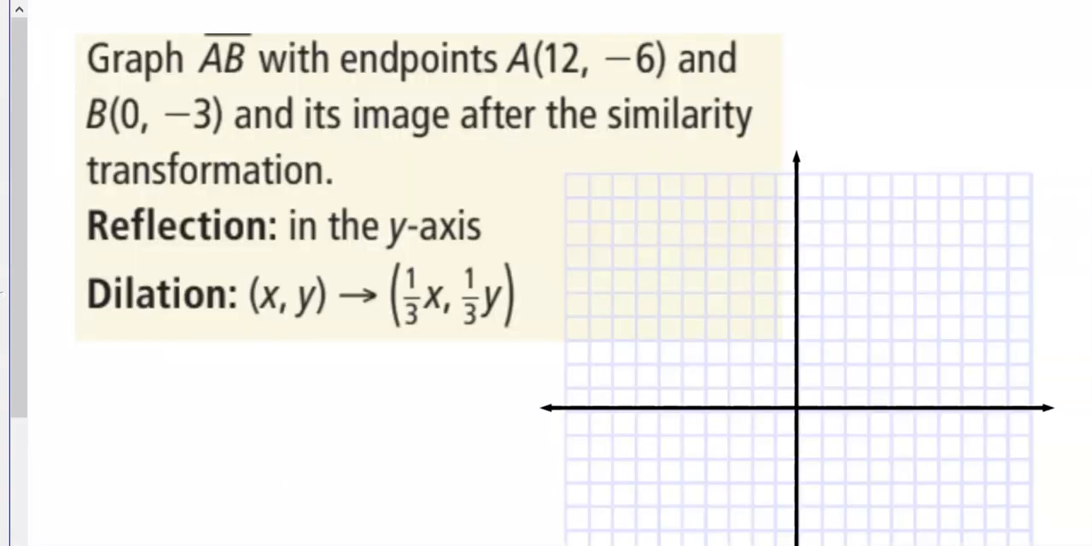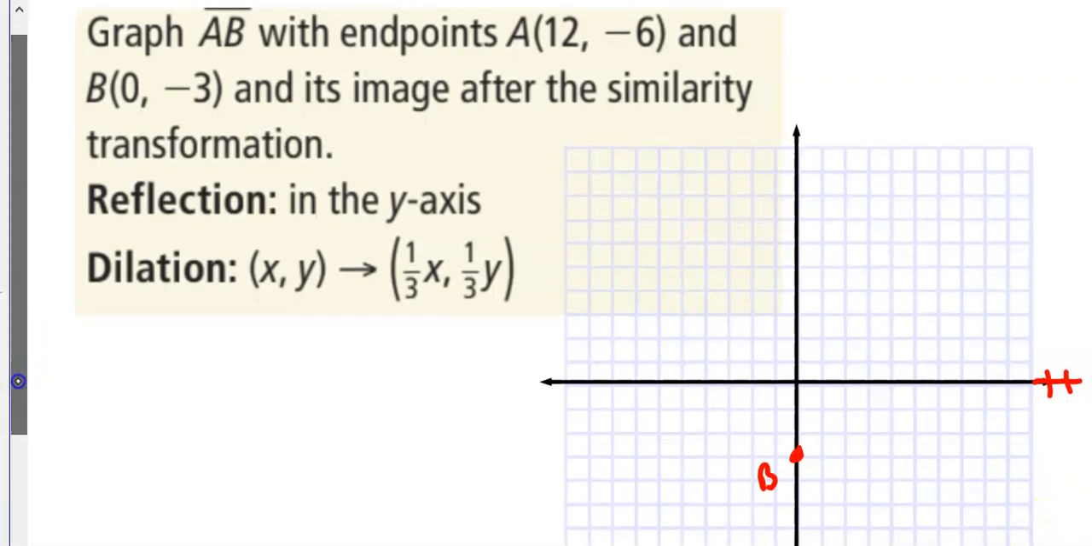So let's try an example here. We're going to graph a segment with points 12, -6, and 0, -3. So let's go ahead and just do that real quick. There's my B at 0, -3, and then 12, -6, and that's going to be A. So there's my segment. That's my original segment.